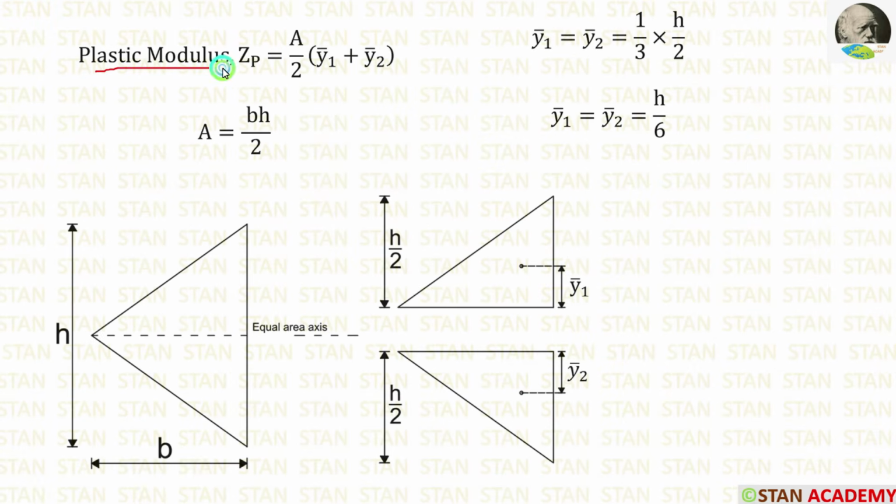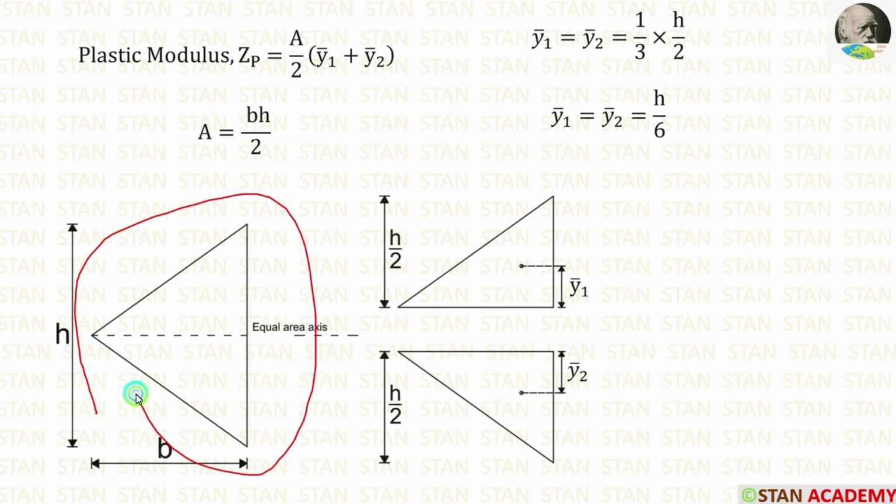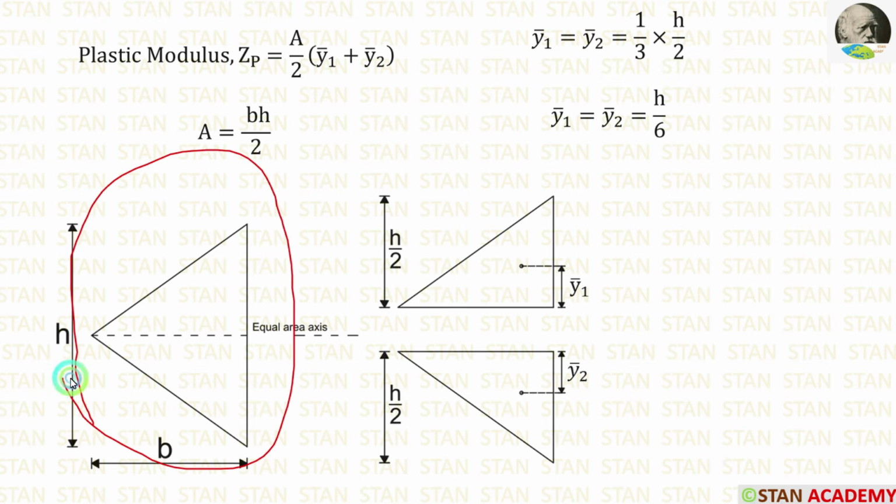Now let us calculate the plastic modulus Zp. The formula is a by 2 into y1 bar plus y2 bar. We know the formula for the area of a triangle. A is equal to breadth into height by 2. For calculating y1 bar and y2 bar, we have to split the triangle into two parts about the equal area axis. This triangle is symmetrical.